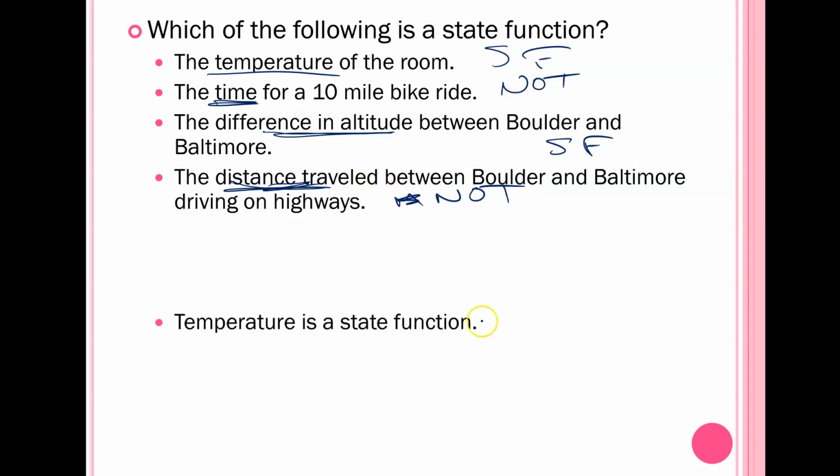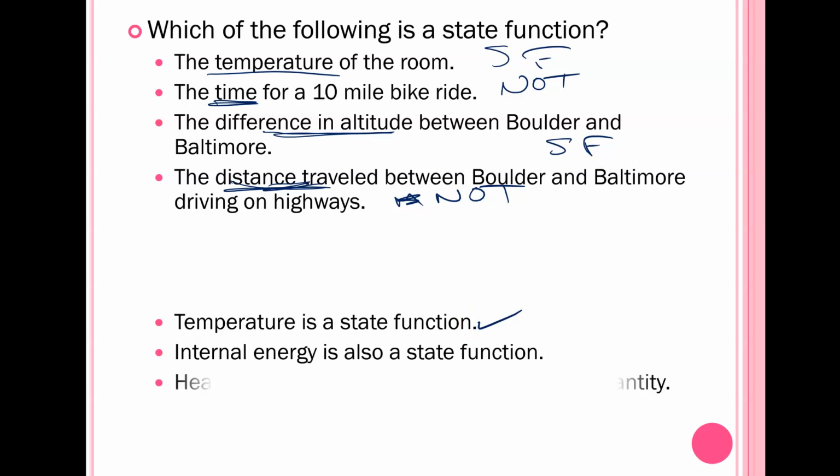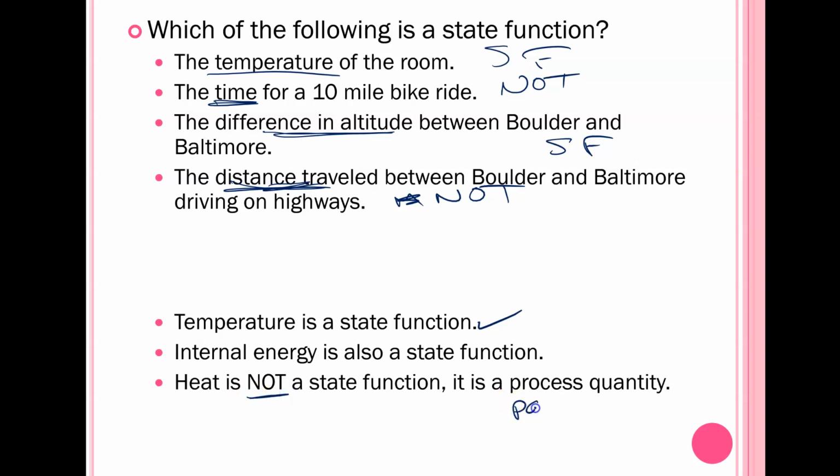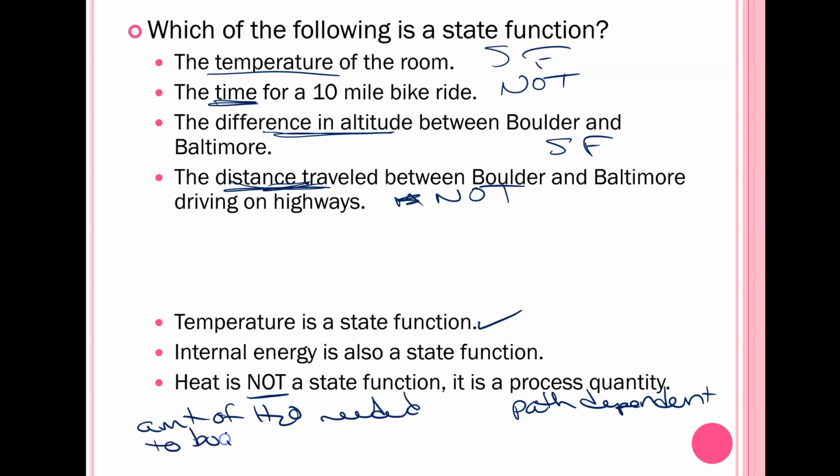Okay, temperature is a state function. That is an important thing to recognize. Internal energy, which is talked about in the book, is a state function. However, heat is not a state function. It is path dependent on how you make that measurement. For example, what if I were to measure the amount of heat needed to boil a cup of water?